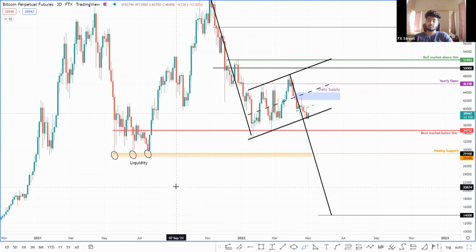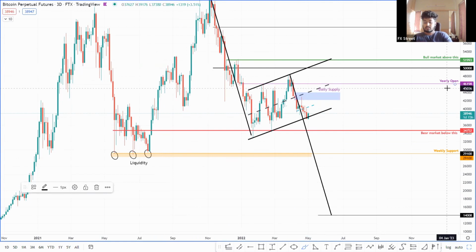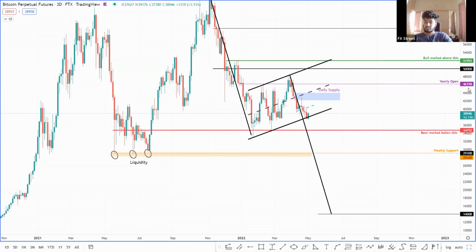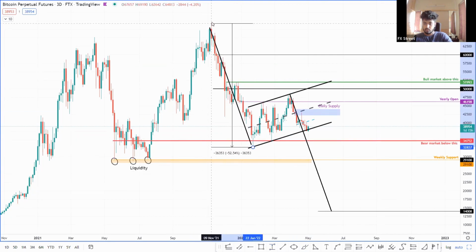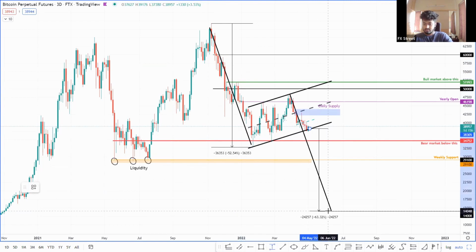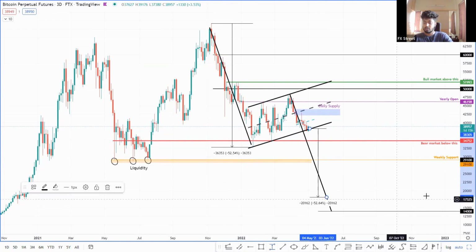All of these four patterns are continuation patterns, and the theoretical target for this is obtained by measuring the height of the flagpole and adding it to the breakout point. And if you do that from wick to wick, you are looking at a 52% drop in price. So assuming we get a breakdown somewhere where it is right now, a 52% drop would push Bitcoin all the way down to $18,000, right?